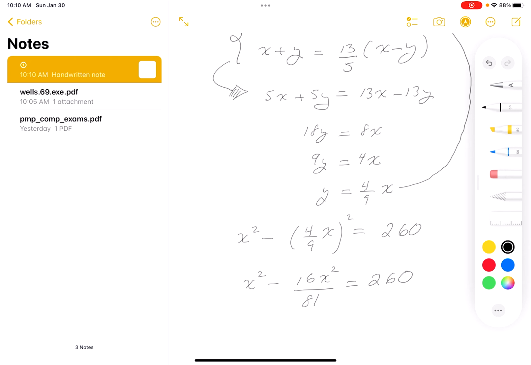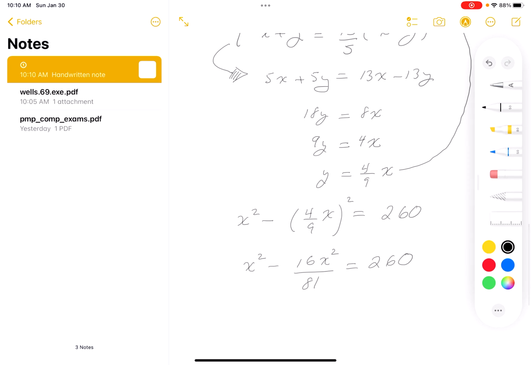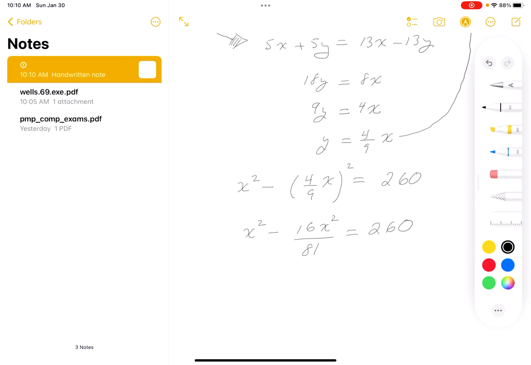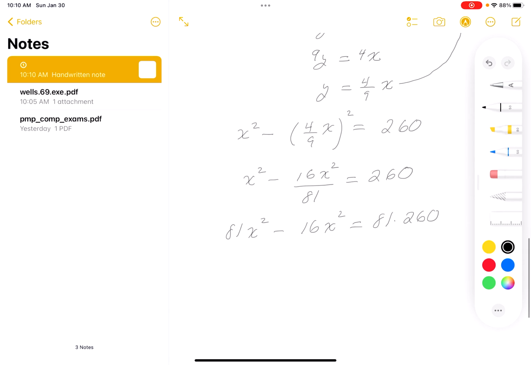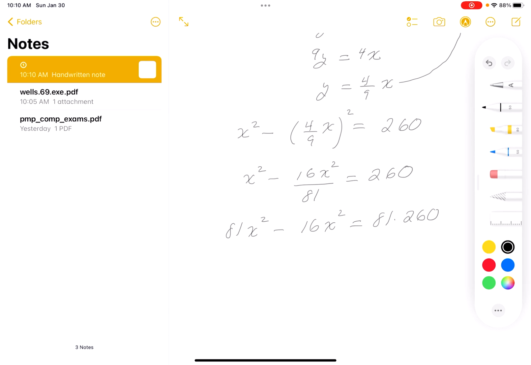Boy, that looks tough, doesn't it? And I gotta keep doing that. And I hate to tell you that. I gotta keep doing that. So what's going to be 81x squared minus 16x squared equals 81 times 260. Some people question me, why aren't you multiplying the 81 times 260? I don't know. It's too much work at this point. I'd have to do it later, by the way. So I'm gonna do the subtraction, right? So 81 minus 16. Let's see, that's gonna be 65, right?